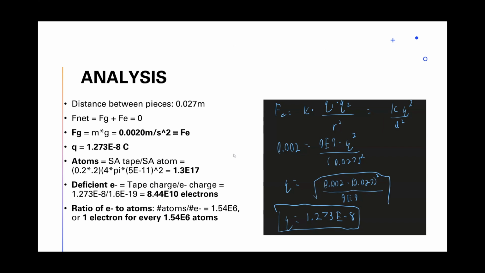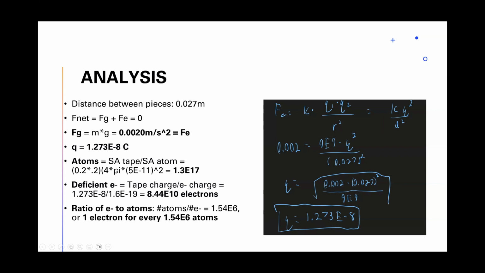We'll start our calculations with Fnet equal to Fg plus Fe, which is 0. Our force of gravity is just mass times the gravitational constant, 0.002 meters per second squared, which is equal to the electric force. Going over the picture, we set our electric force equal to the Coulomb equation and isolate Q to find our charge. Plugging in our values down here, we get our charge being 1.273 e to the negative 8.